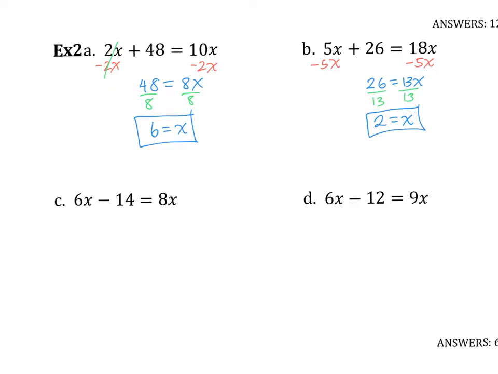Okay, for C, again, I'm looking to see there's x's on the left and there's x's on the right. Since the right side just has an 8x, I'll leave the 8x alone. Since it says 6x minus 14, I'm going to cancel the 6x. That's a positive 6x, so I'm going to subtract 6x. Those cancel. When I bring down that 14, that's a minus 14. The minus 14 needs to keep its negative sign. 8 minus 6 is 2x.